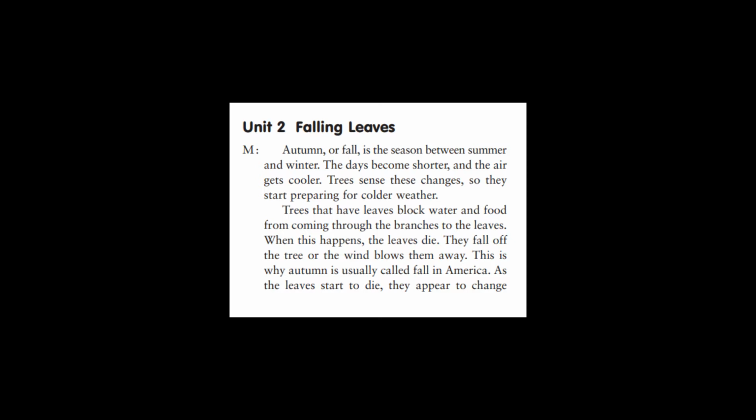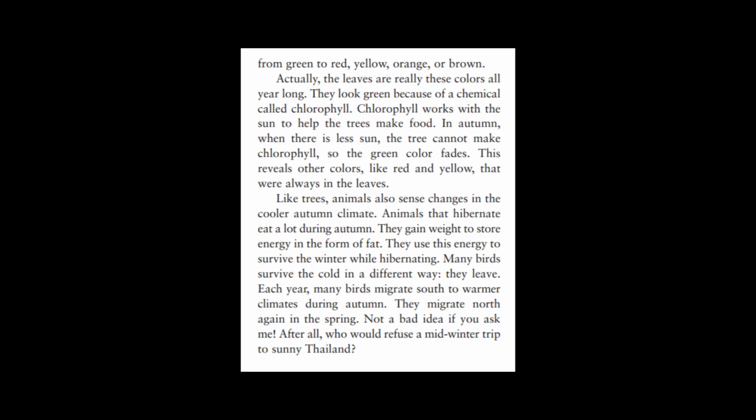They fall off the tree or the wind blows them away. This is why autumn is usually called fall in America. As the leaves start to die, they appear to change from green to red, yellow, orange, or brown. Actually, the leaves are really these colors all year long.